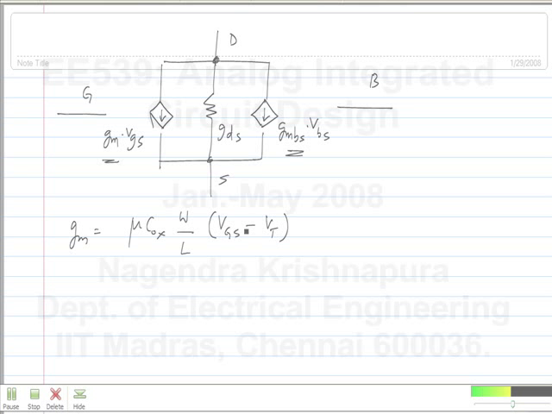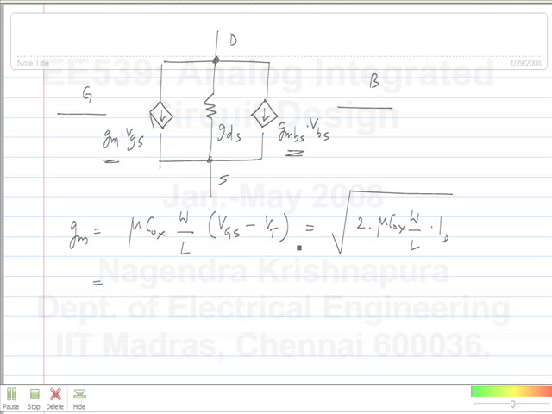If you want to express it in terms of VGS, the same thing can be written as 2 times mu C aux W by L times the DC bias current flowing through the transistor. So each of these expressions will be useful in different contexts. Sometimes when you are evaluating trade-offs, you want to compare things for the same VGS or for the same ID or in some other condition. So all these expressions are useful.